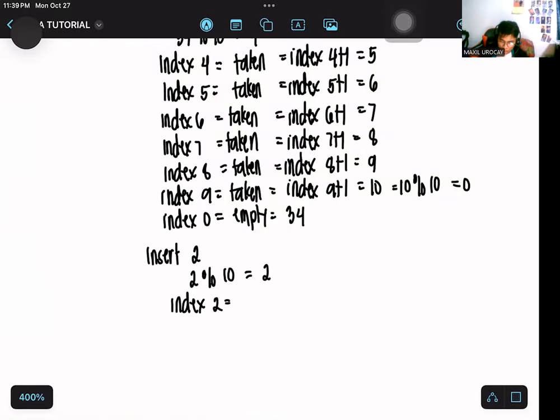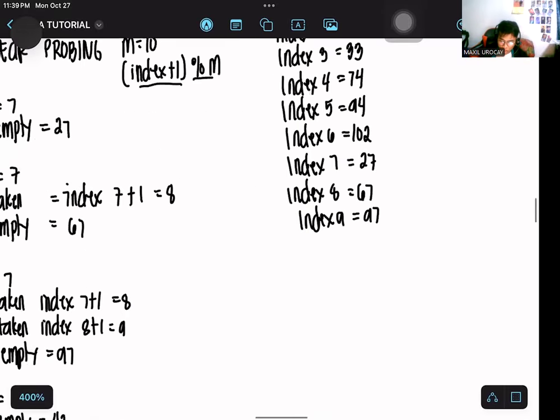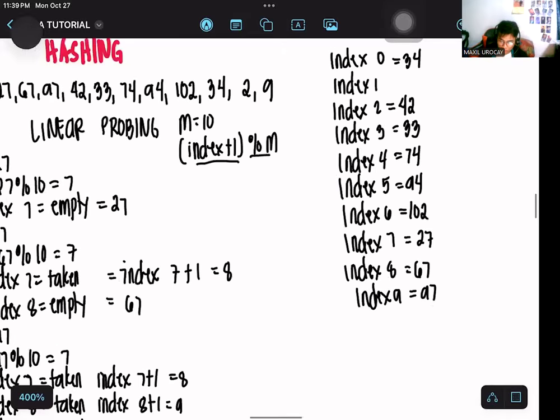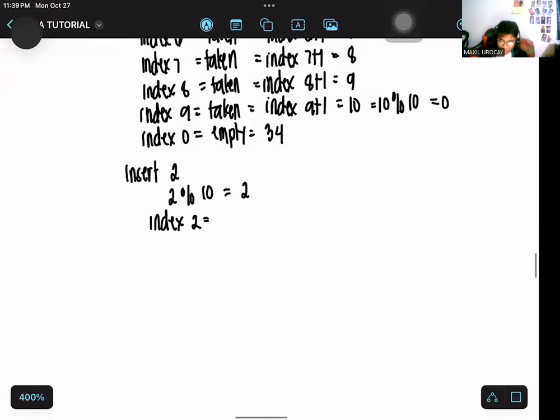Now, checking index number 2. Let's check if index number 2 is allocated, up until 9. So therefore, it's going to be taken also. So index number 2 will become taken, then index 2 plus 1 equals 3. Index 3 is also taken.